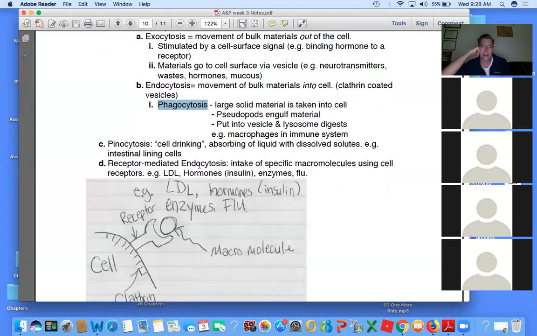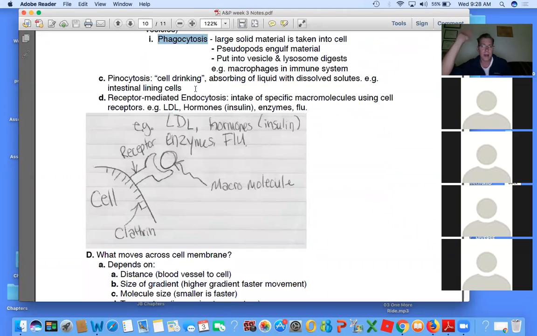Pinocytosis is cell drinking, when a cell membrane just invaginates and forms a little tube in, and you suck up liquid and dissolved material. And my favorite is receptor-mediated endocytosis, everyone. Receptor means it has a little structure on it. See the little structure? Everyone see the receptor? It's a specific shape, and it matches a specific molecule. It can be a flu, like coronavirus.